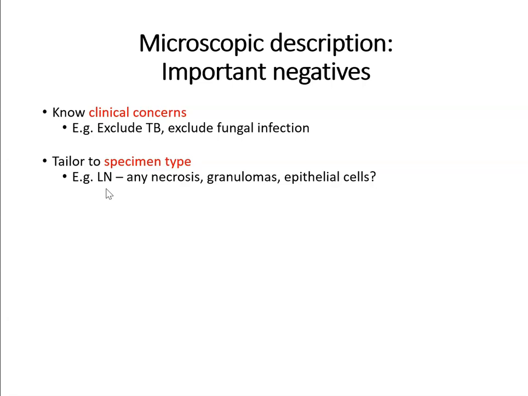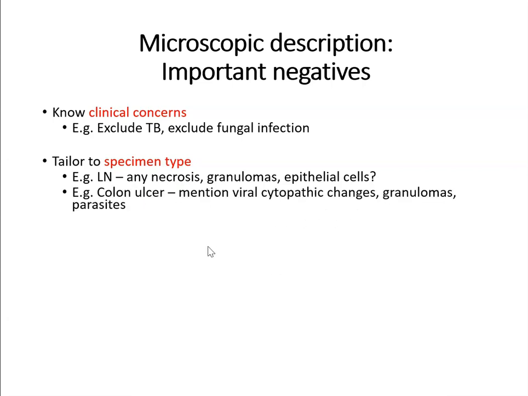For example, for lymph node biopsies, I personally do make it a point to mention whether I see necrosis, granulomas, or epithelioid cells. And, for example, in colon ulcer, to mention whether we see viral cytopathic changes, granulomas, or parasites, because these are all relevant to the clinical scenario.